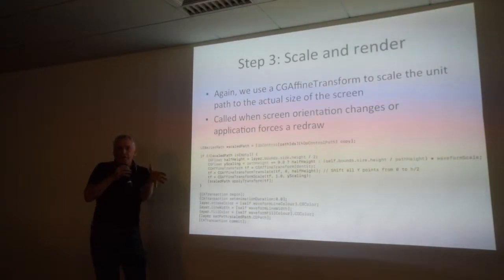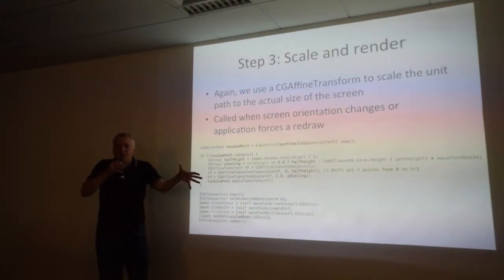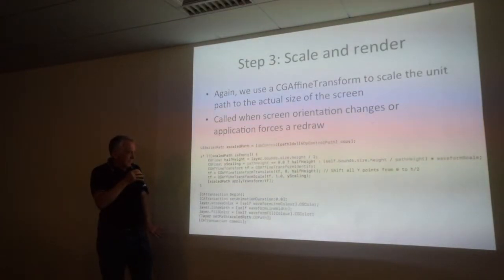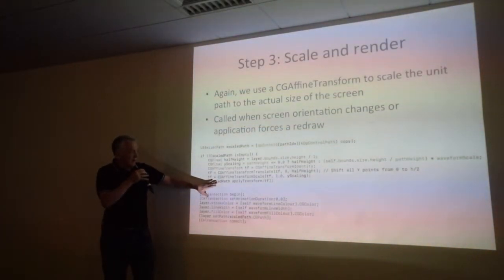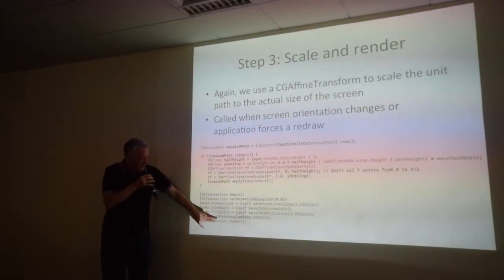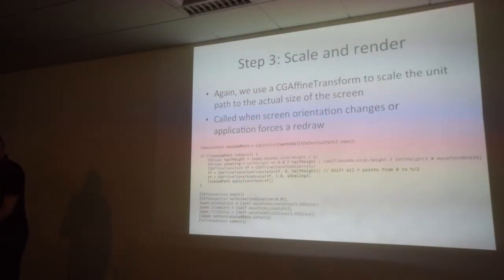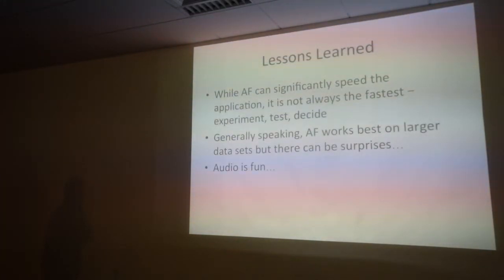So as we rotate the screen and the screen size changes and the drawRect effectively comes into play, it automatically adjusts to the size of the actual screen at that point in time. And once we've scaled that path, we add the path, we overwrite what's originally there to let the GPU go off and actually draw that or render it on screen. So that's pretty much it.